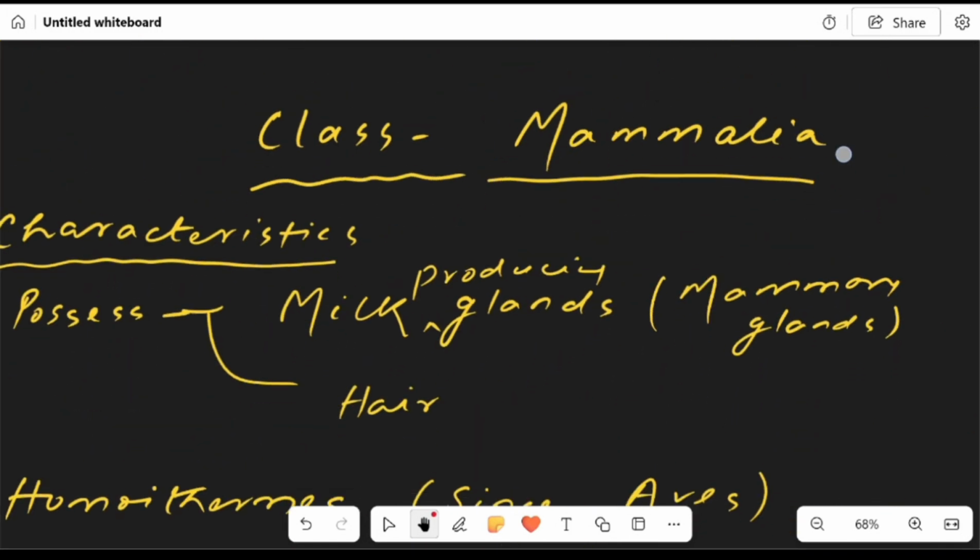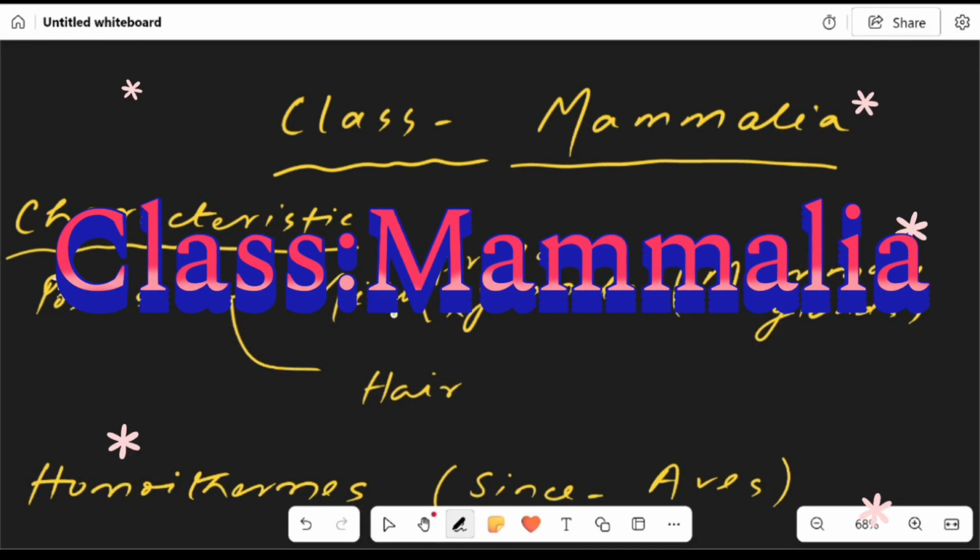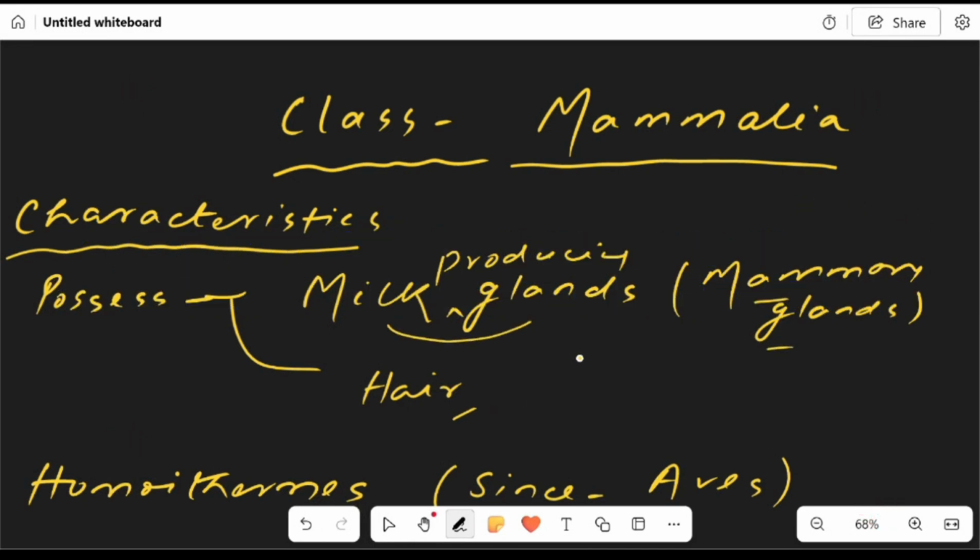Now let us turn our gaze to our class Mammalia. So what are the characteristics? These possess milk producing glands, known as mammary glands, and they possess hair too.